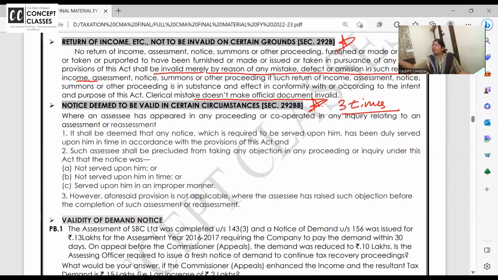So the answer is no. In one exam, I remember they asked the question where the notice was not sent at all and then they did the assessment. Is that assessment valid? Answer is no. It is mandatory to issue the notice. For a 143(3) scrutiny assessment, you have to issue a 143(2) notice. For a 147 assessment, a notice under 148. If the notice has a mistake, it is accepted under 292BB. But if the notice is not issued at all, we are going to discuss such beautiful questions now. Just read this one and then we will continue. Give some response in the chat box if this is all clear or not.